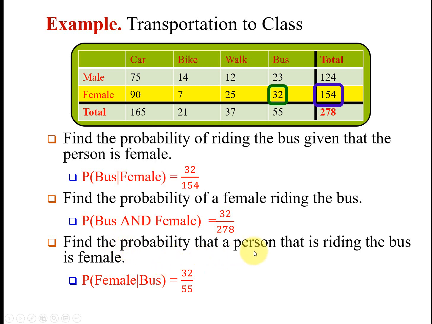While finding the probability that a person that is riding the bus is female, that's saying the probability of a female being selected given that we know the person rides the bus, and that's where this circle comes in, because we're concerned about this bus column. The 55 is our total, and we're concerned with females riding the bus, that's our interest. So 32 is our number here, so it just equals 32 divided by 55.